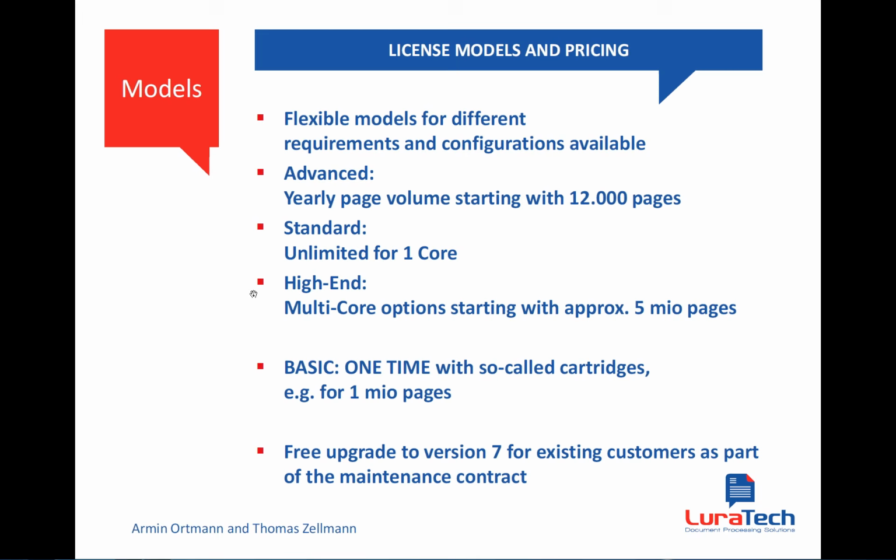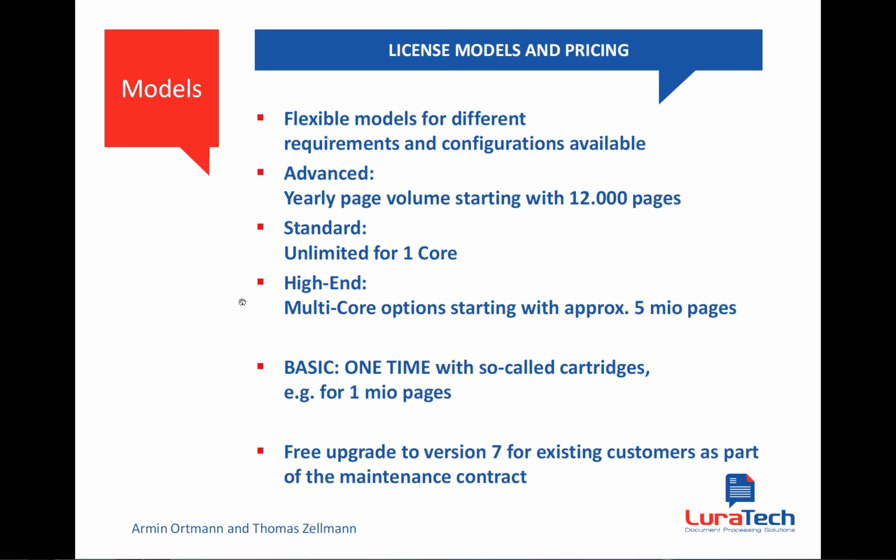For the ongoing things, so think of digital mailroom applications, things like email conversion, there are multiple models which fit the volume, and by this also have flexible prices. So the advanced model is more for the smaller projects, which means starting with 12,000 pages per year up to much more than that for our standard configuration. We have the CPU core model, which gives you a high throughput, a high volume. This is what we call the unlimited for one core.